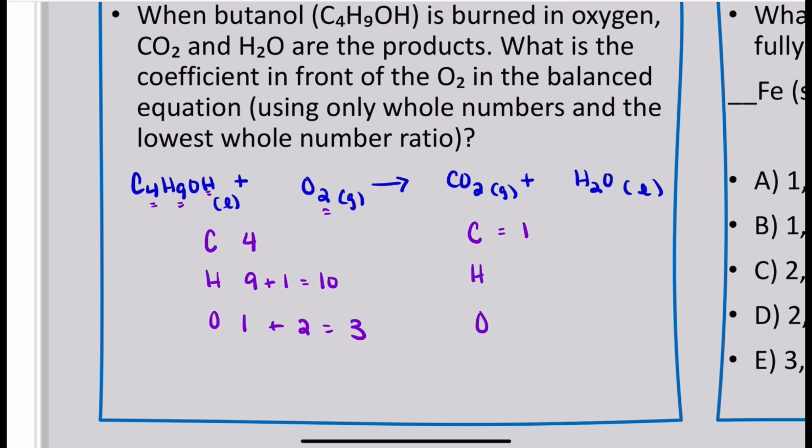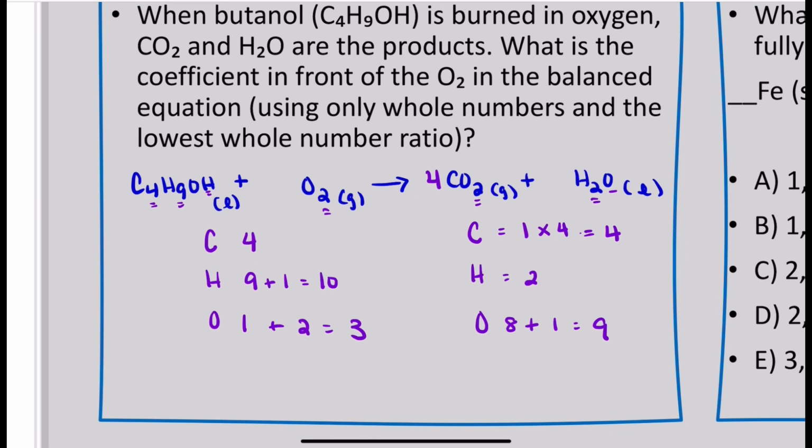Other side, I've got 1 carbon. 1, 2, 3. Oops. 2 plus 1 is 3 oxygens and 2 hydrogens. Let's go ahead and balance our carbons first. I'm going to say times 4 here. Gives me 4. Put a 4 in front of there. Now that does mess with my oxygens though. I now have 4 carbons, but I now have 8 plus 1, 9 oxygen.